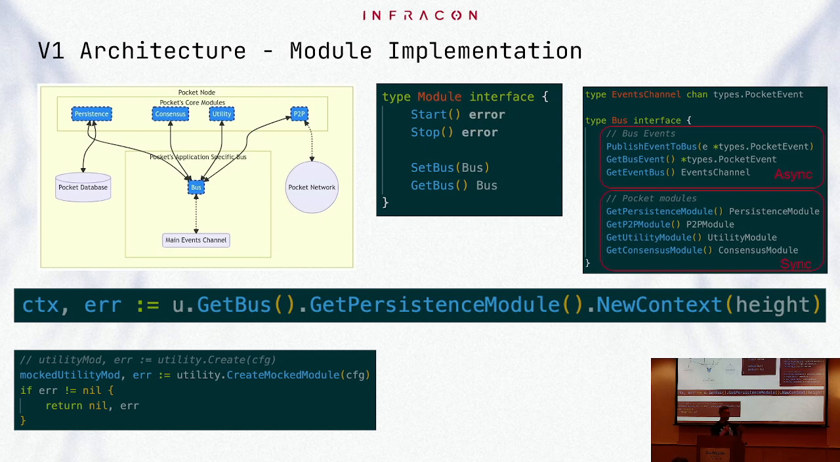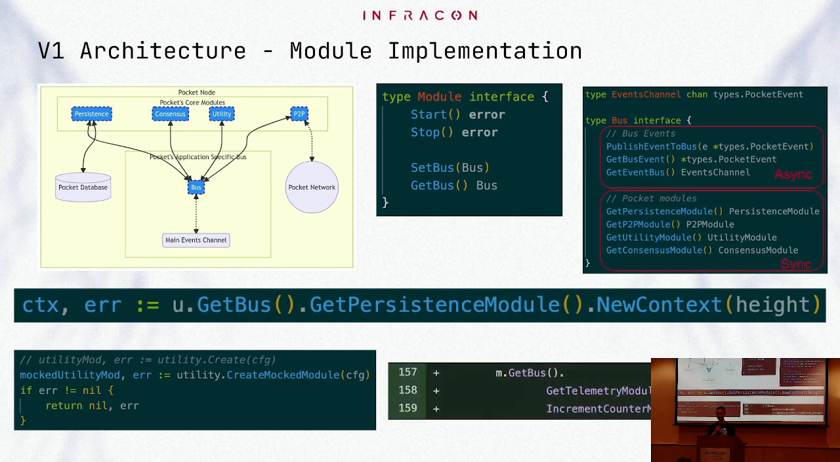The other great thing about this is that literally this past week, this is a screenshot from GitHub in a PR that hasn't been submitted yet. One of our other engineers is adding a telemetry module. So again, with one line, you get the bus, you get the telemetry module, and then you start incrementing counters.